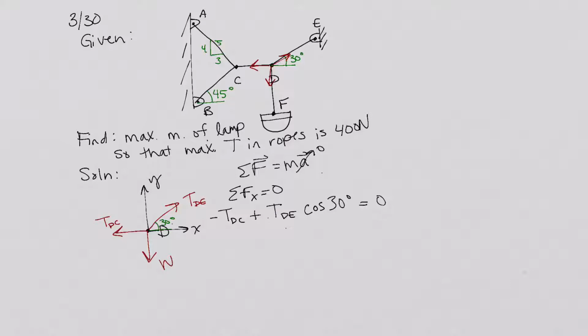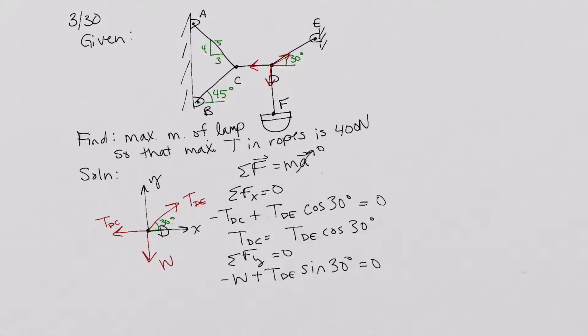So we basically have two unknowns in this equation. We have TDC equals TDE cosine 30 degrees. We can sum the forces in the y direction equal to 0. And for this one, the TDC is all in the x. We don't have to worry about that. The y is negative W plus TDE sine of 30 degrees, and that's that y component, and that equals 0. So now we have one of the unknowns is the same, but the other one is different. It's that weight.